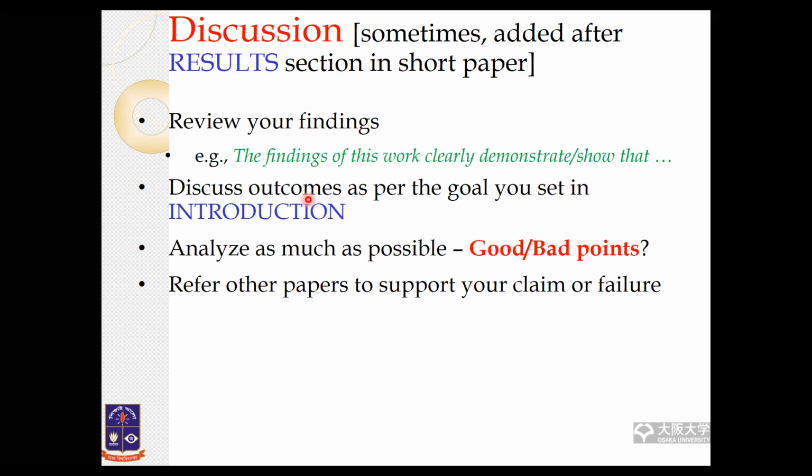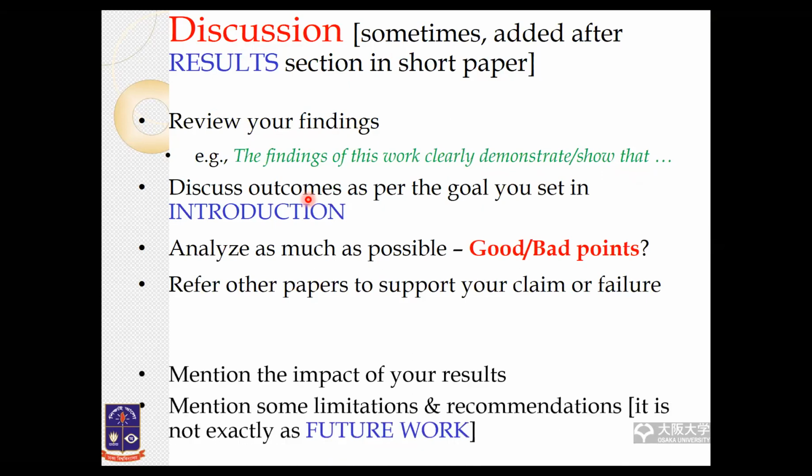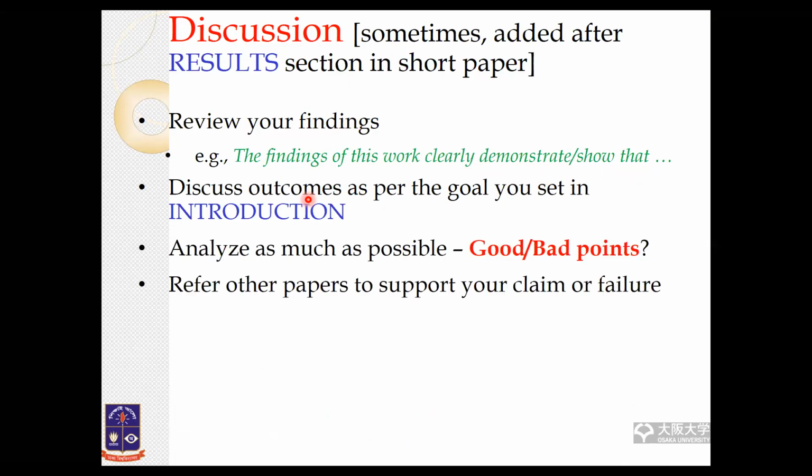Now, in the introduction, I mentioned that you have to set some goals, and your method is trying to solve those goals, right? So you discuss those goals that you mentioned, for example, that there are two goals in the introduction section. In this discussion or result analysis part, how far you achieved them is important. So the paper has a sequence of knowledge. Analyze as much as possible good or bad points. Refer to other papers to support your claim or failure, because sometimes you have failure, but you can refer to other papers and mention that your findings are logical or so.